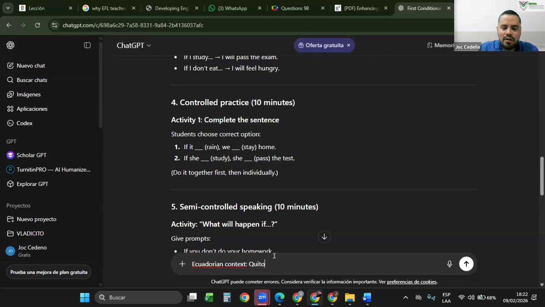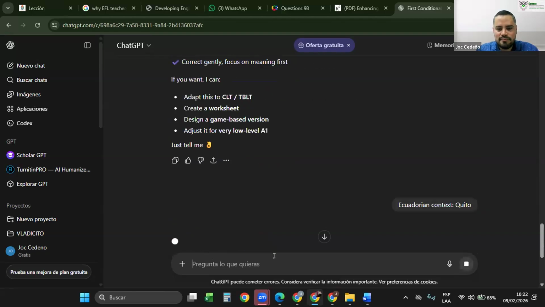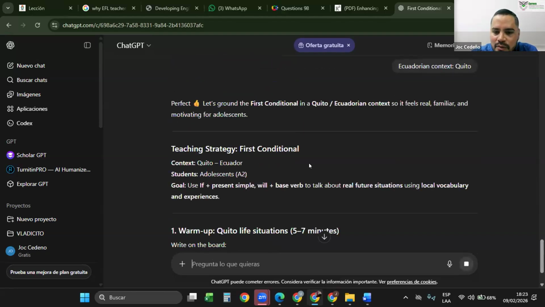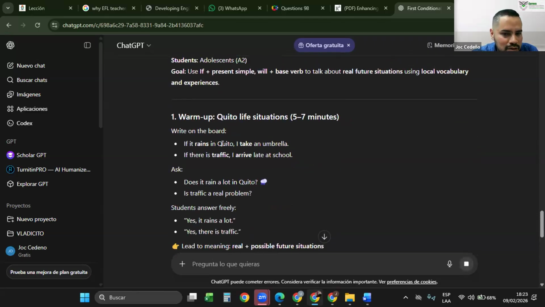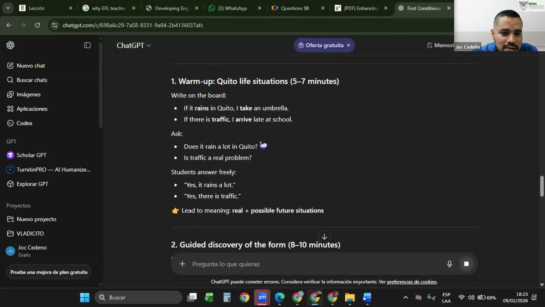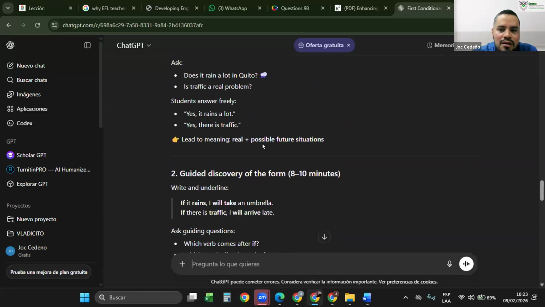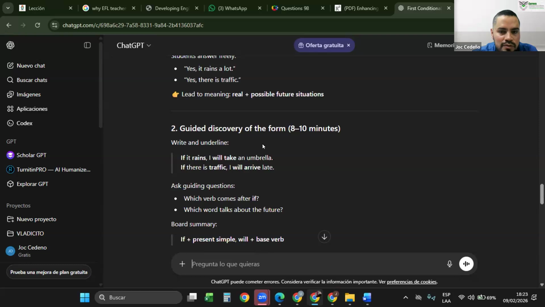Maybe Quito, or maybe Guayaquil, or maybe Puerto Viejo. And then the lesson plan will be adapted to the situation. For example, it says, if it rains in Quito, I take an umbrella. If there is traffic, I arrive late at school. You see? That's it. Rain a lot in Quito. So, you connect with your students' experience. So remember, think about the context. That is important for your class. If you live in Puerto Viejo, you need to type Puerto Viejo's context. If you live in Guayaquil, Guayaquil's context. Okay, remember, context is important in a prompt.